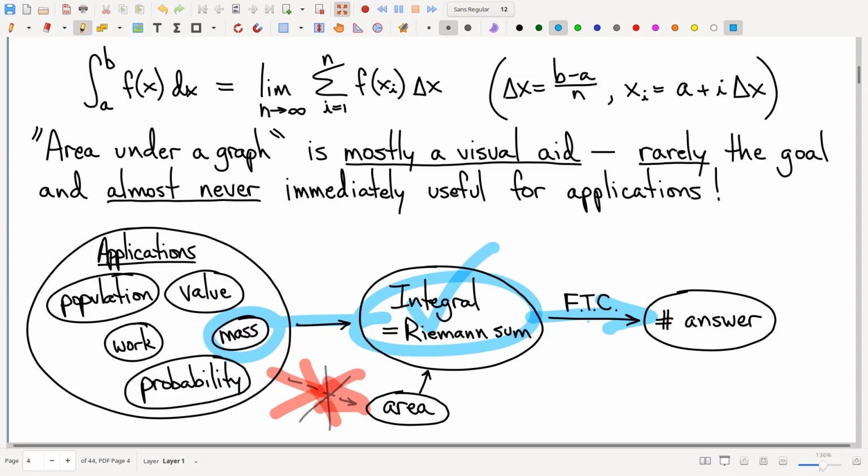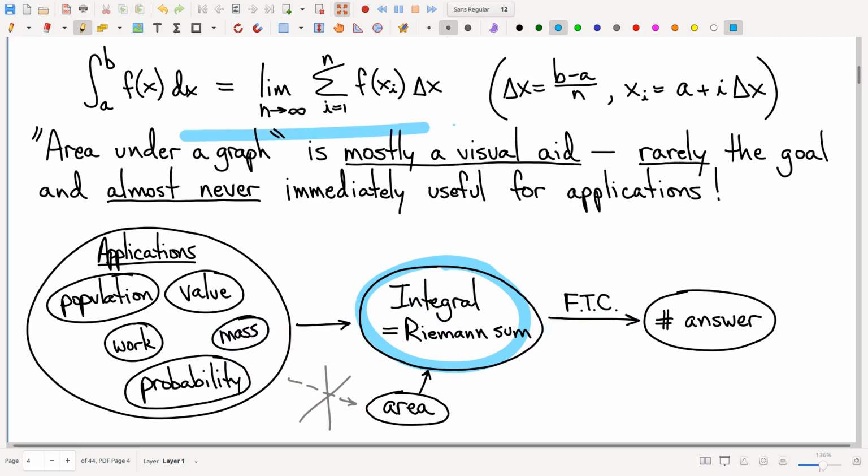How often, seriously, how often in the real world do you need to know an area? Not that often, right? Most of the time in the real world, you need to compute stuff, physical stuff, mass, work, whatever, population, right? Area is a crutch. So please don't be confused as to what an integral is. Very importantly, integrals are Riemann sums.